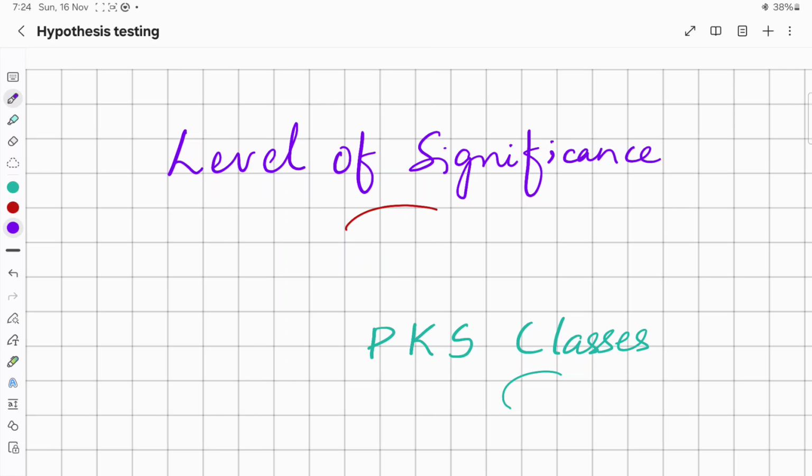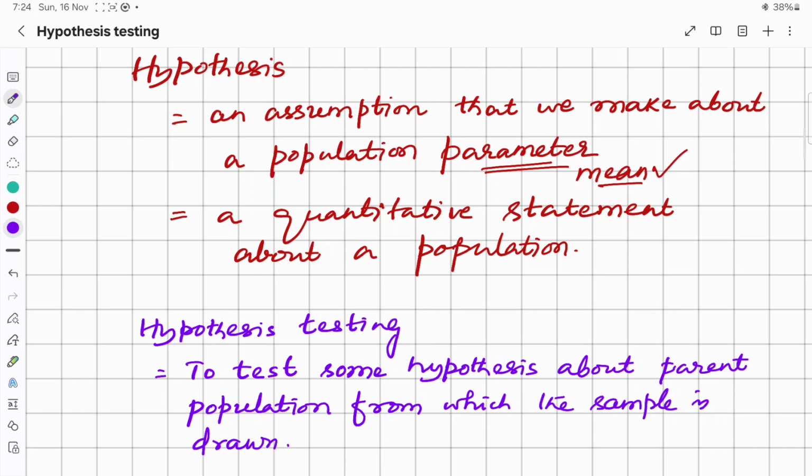Today we'll study the level of significance during hypothesis testing. We know that a hypothesis is an assumption that we make about a population parameter, just like the mean. It is a quantitative statement about a population, and testing some hypothesis about a parent population from which the sample is drawn is called hypothesis testing.